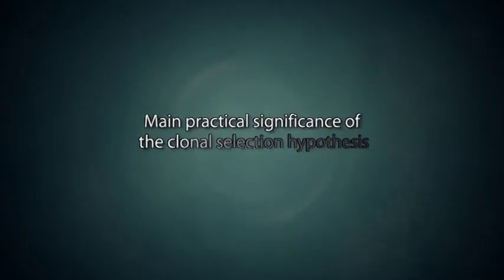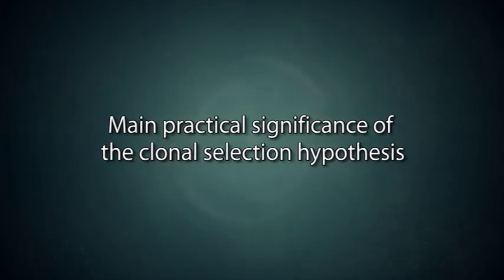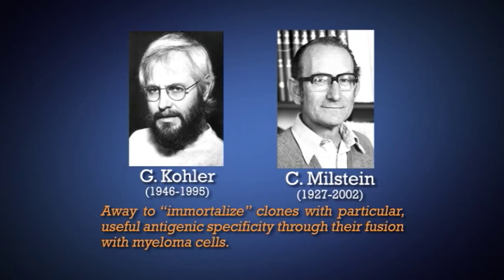Now let us see the main practical significance of the clonal selection hypothesis. Perhaps it is the development of the hybridoma technology. Based on the principal postulate of the clonal selection hypothesis that lymphocytes exist in clones, each clone possessing its own antigen specificity, G. Kohler and C. Milstein in 1975 discovered a way to immortalize clones with particular useful antigen specificity through their fusion with myeloma cells.